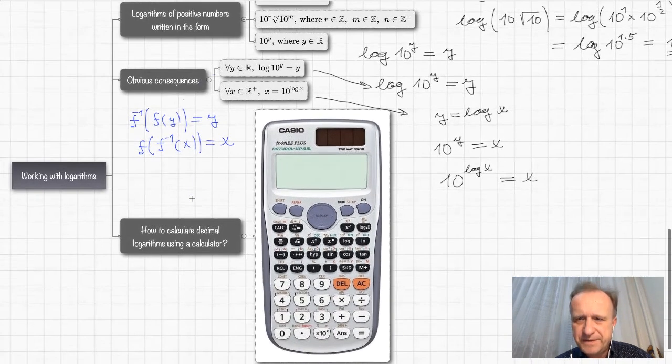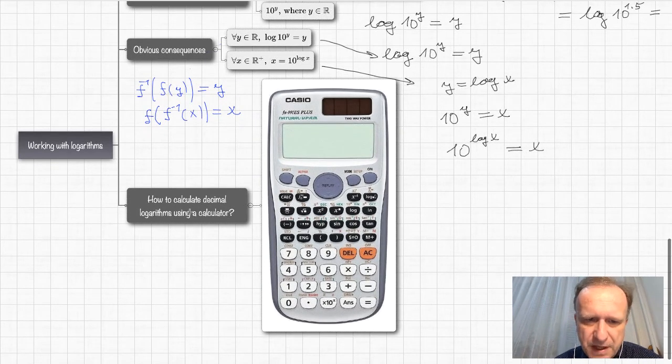Okay, now the last thing. Last thing to talk about is how to calculate decimal logarithms using a calculator. So this is some scientific calculator, and if you want to calculate logarithms, you use this button here, log. So this log is the decimal logarithm, so the logarithm in base 10, and if you want to calculate the logarithm of any number, you just touch the log button, and then you input the number and type the equals sign, and what you get is the answer. It is the value of the logarithm.